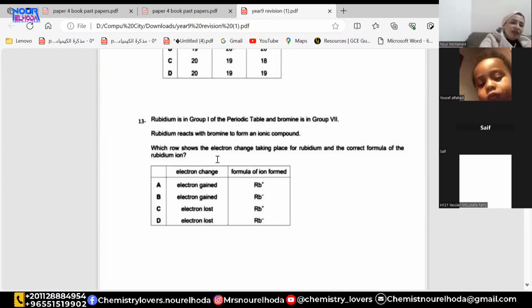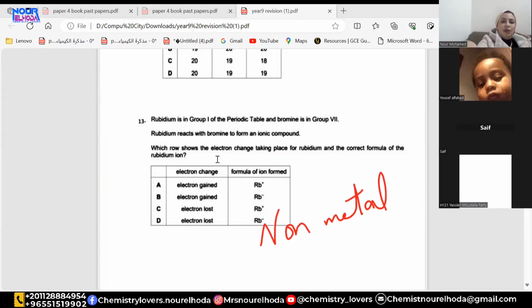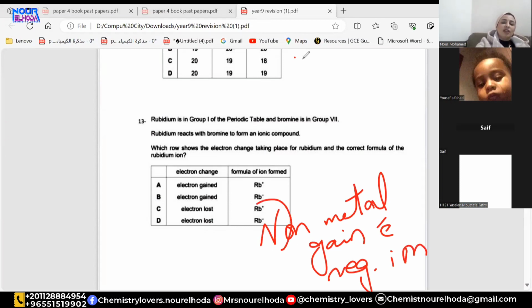Here, this is a metal. I told you before, non-metals, with N. Do you remember? I told you, Nour, non-metals gain electrons. Am I right? With N will form a negative ion. Right, so always non-metals gain electrons and form negative ions. So for sure, what do metals do? Metals lose electrons and form positive ions. Okay?